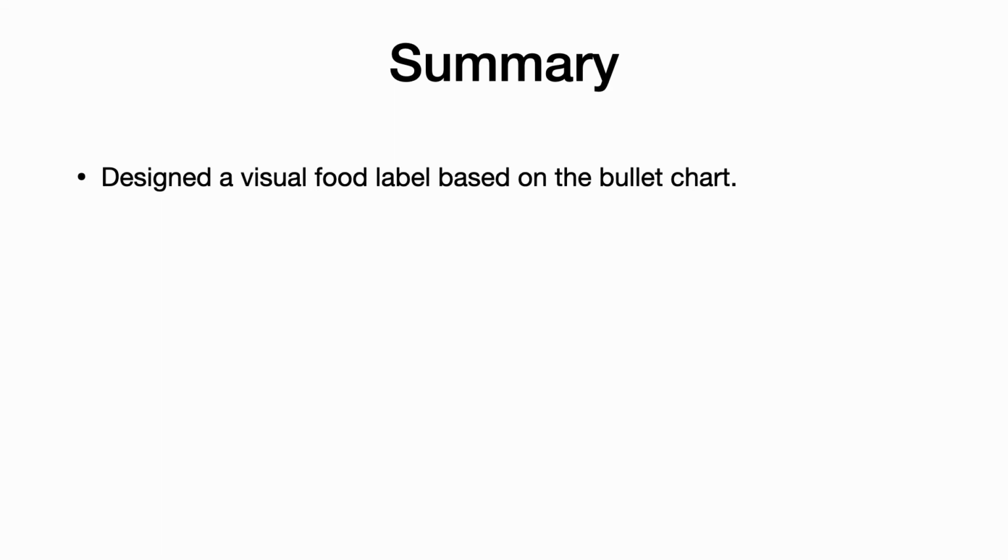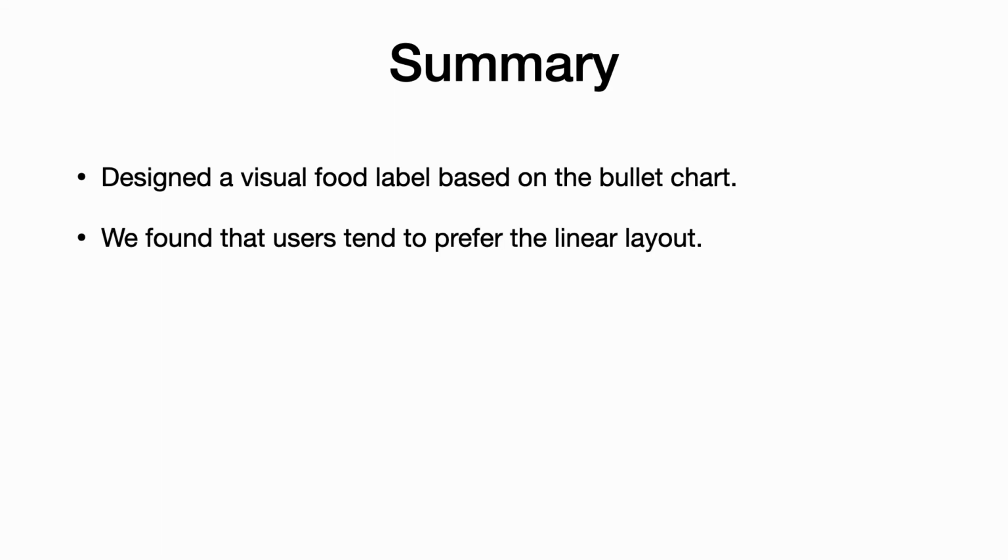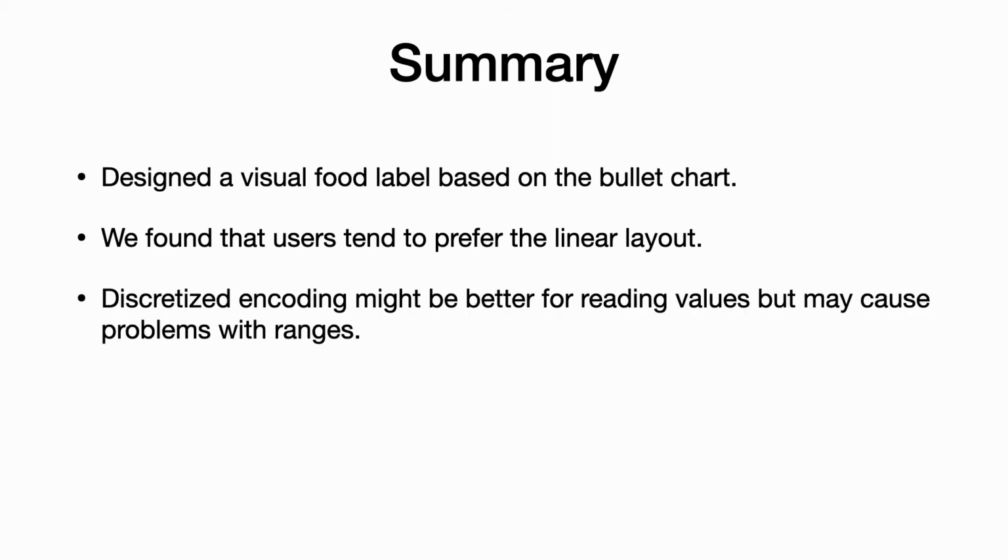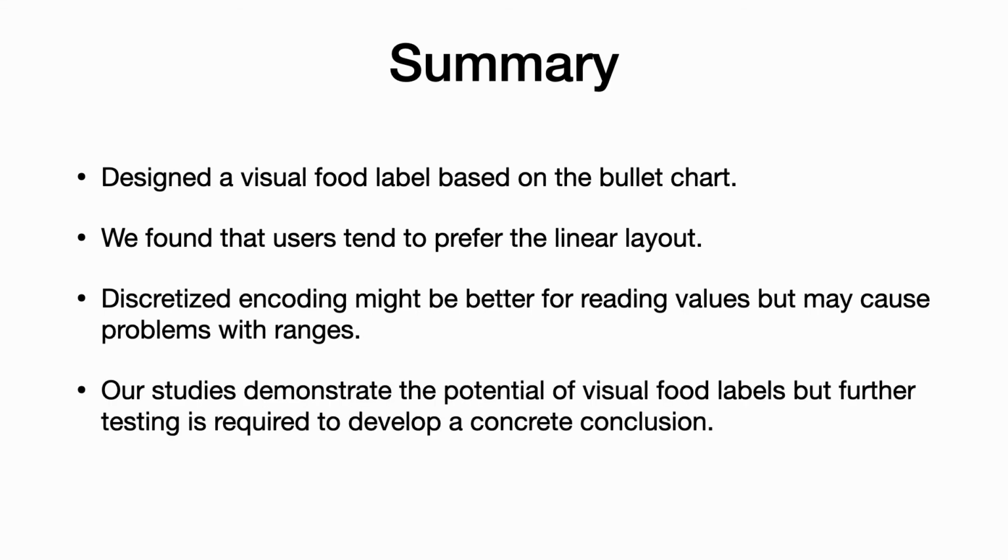To summarize, we designed variations of a visual food label based on the bullet chart. We conducted pilot studies that showed users preferred our linear layout visual label. However, there were no significant differences between the two types of unit encodings. While our studies demonstrate the potential of visual food labels, further testing on a large diverse set of participants is required.